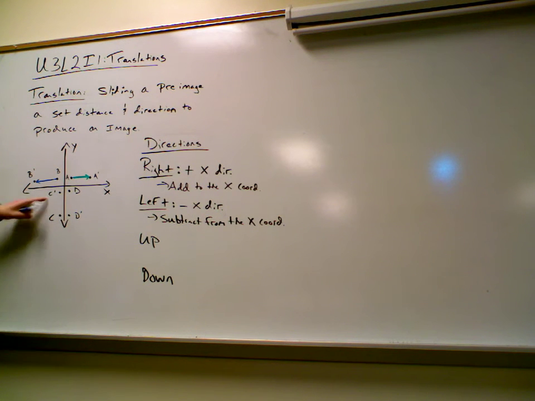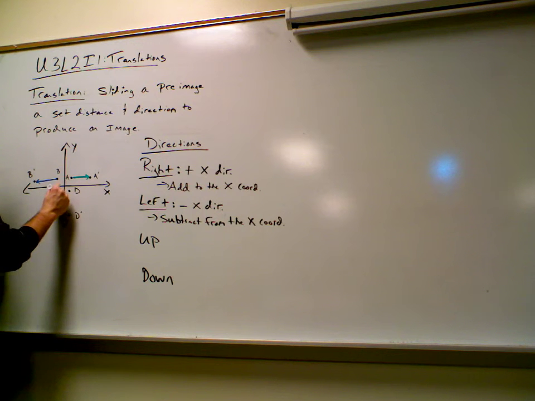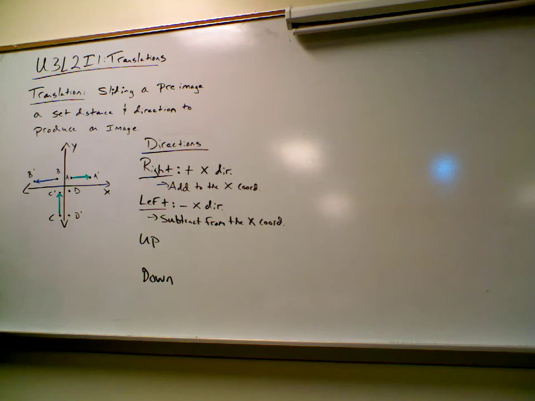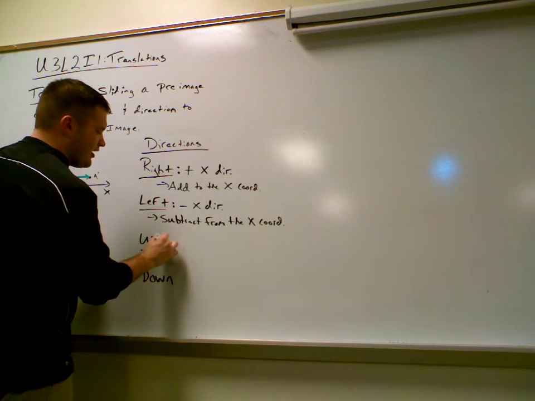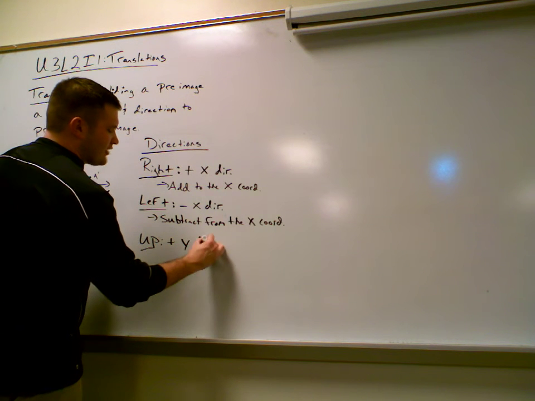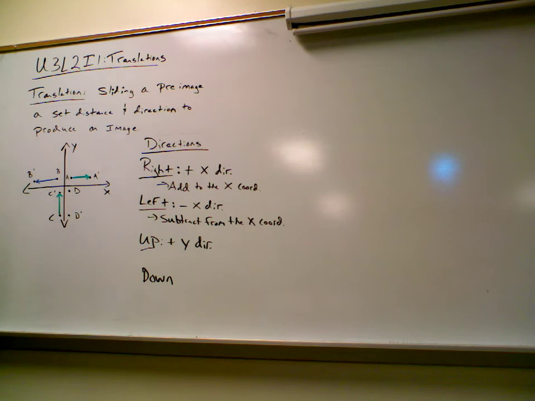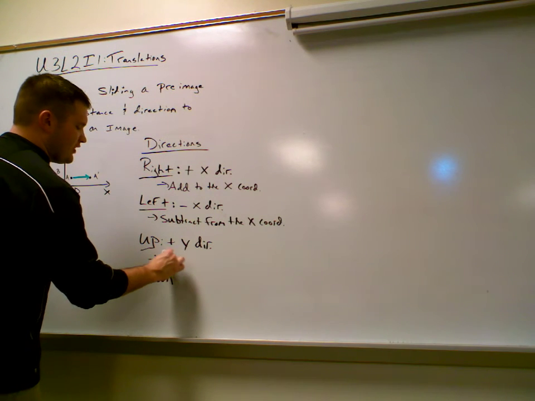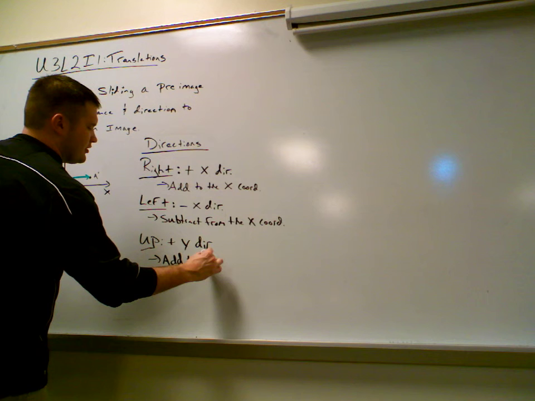All right, C to C prime, which way am I moving? Up. Does it matter that I'm in the negative y section? No, it doesn't matter. So I'm moving up when I go from C to C prime. Is that the positive y or negative y direction? Positive y. Even though I'm below the x-axis, if I move up, I'm still moving in the positive y direction. If we're moving in the positive y direction, do you think we add to y or subtract from y? We add to y. So if we're moving up, we add to the y coordinates.